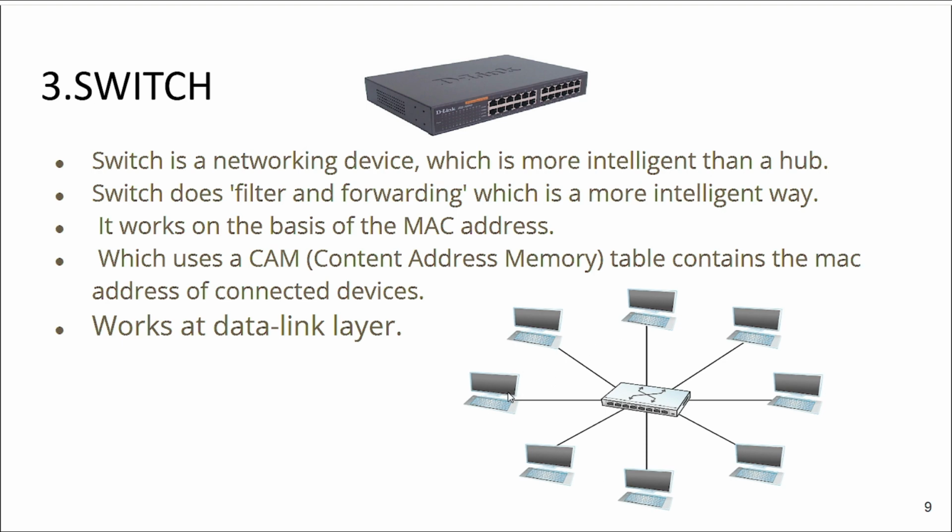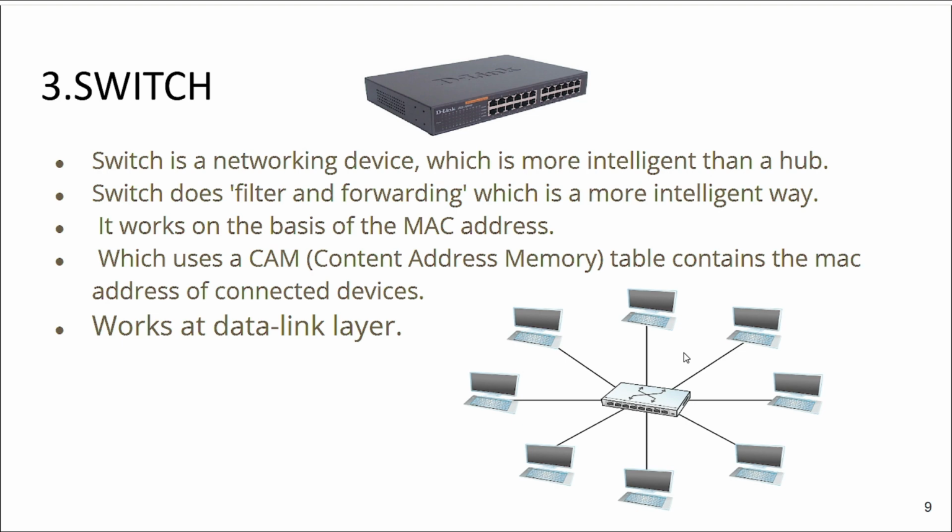Suppose this is PC 1, 2, 3, 4, 5, 6, 7, 8. 8 PCs are connected to the switch, and if this PC wants to send the data packet to PC2, but PC1 does not know which is PC2. So what will happen is that it will send the data to the switch, and the switch will check this CAM table. That means it will check MAC address and port number. Accordingly, the data packets are sent to the desired users only. It will not send to all the users. So this is more secure and safe than hub.